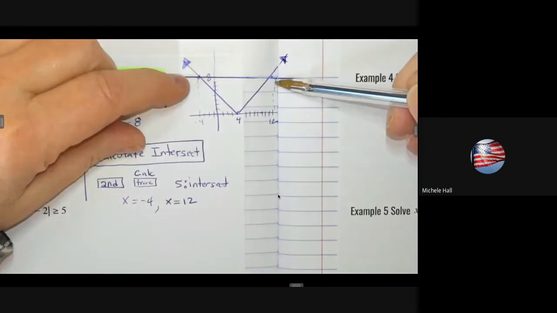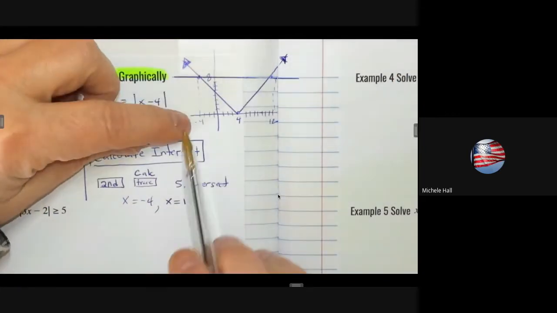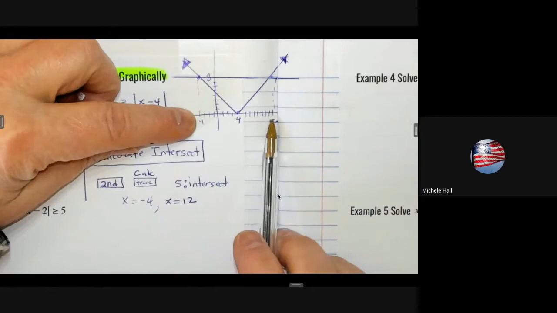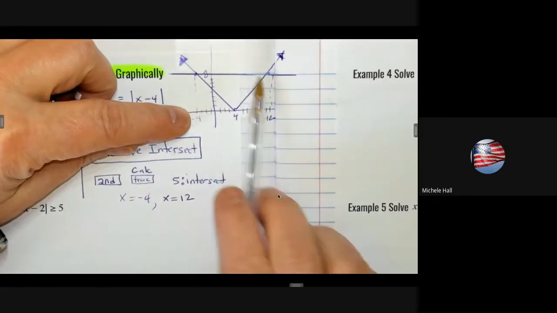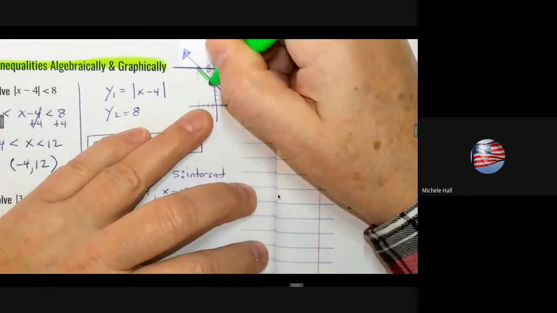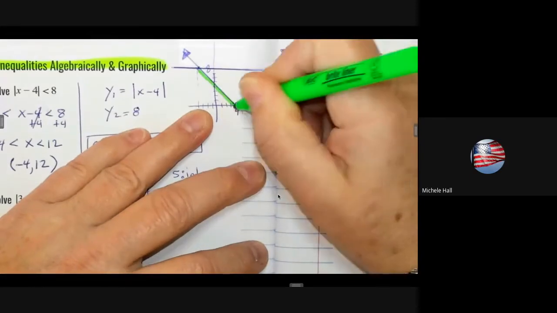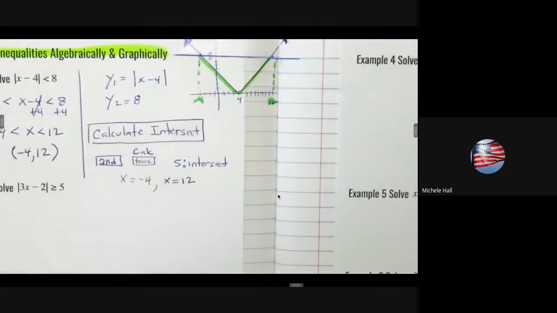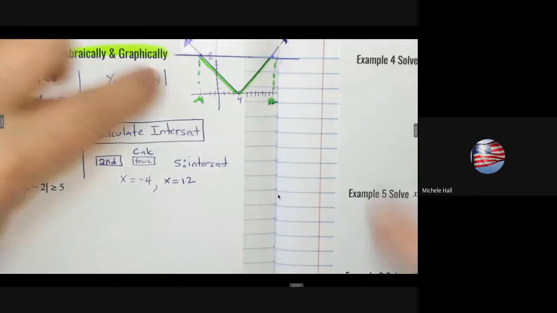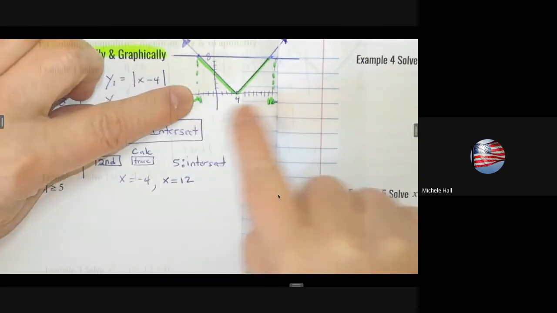Where is the absolute value less than 8? From -4 to 12. This is where it is less than 8. Graphically, we can see where it's less than 8 when it's between -4 and 12.